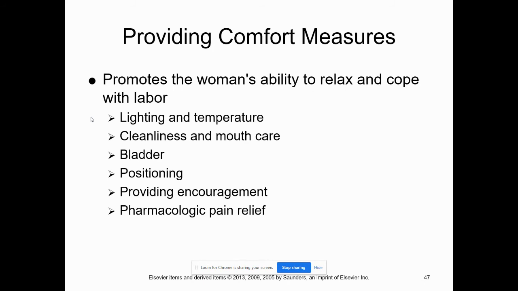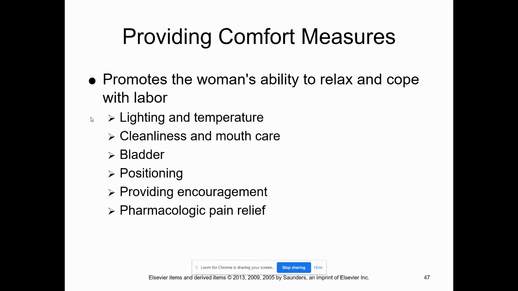Cleanliness and mouth care. Her mouth might get dry from mouth breathing. She might need ice or popsicles. And cleanliness, you might need to change the sheets or the gown. Maybe she's sweaty, or she might have some bloody show on an underpad. So those things might need to be changed.